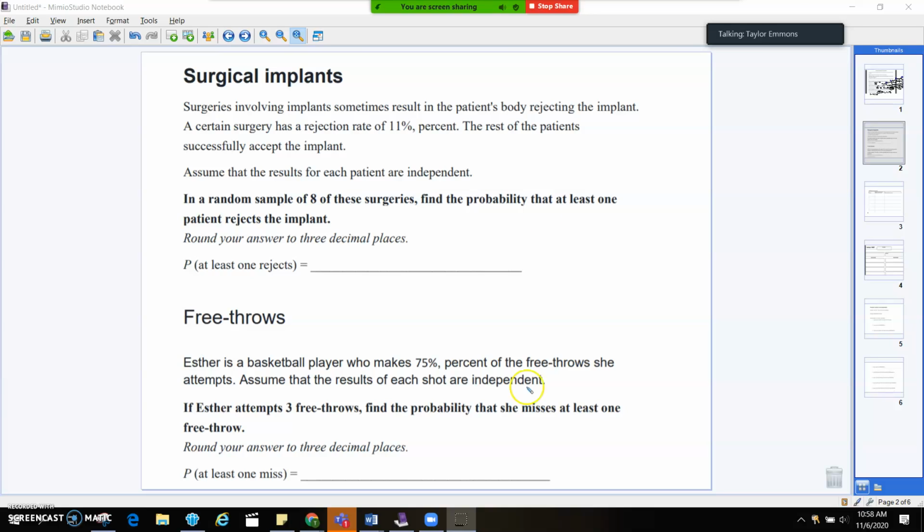Okay, so first of all, we've got this 11%, which is the rejection rate, right? So the probability of the rejection is 0.11. Let's first find the probability that they're not going to reject it, right?